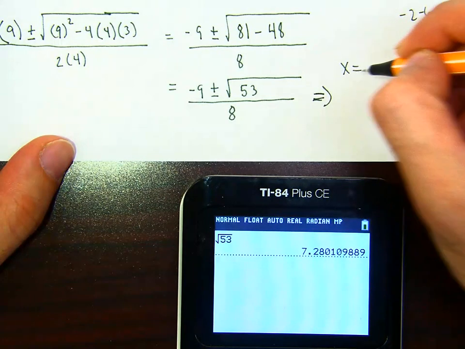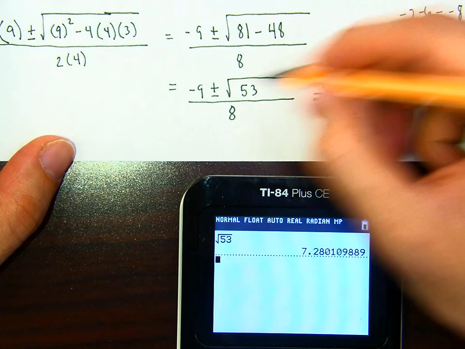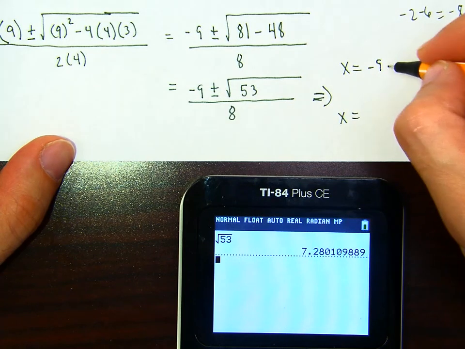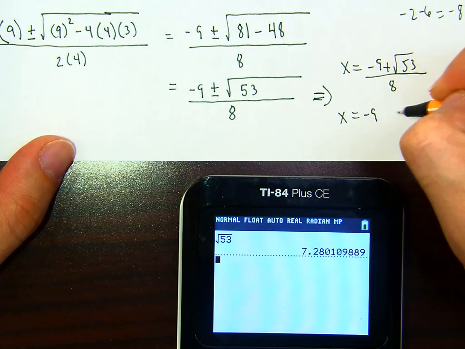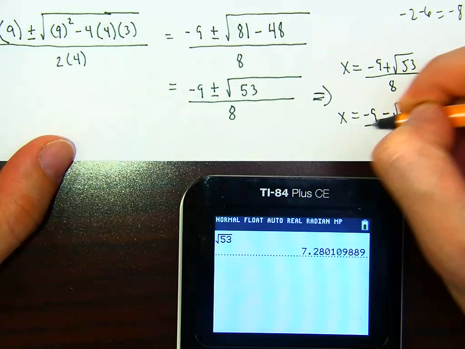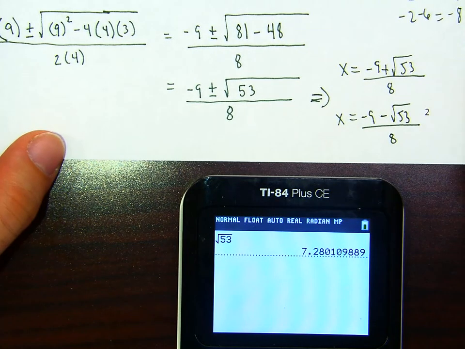So you have your two answers. You have x equals negative 9 plus the square root of 53 over 8, and negative 9 minus the square root of 53 over 8. And these are the two solutions.